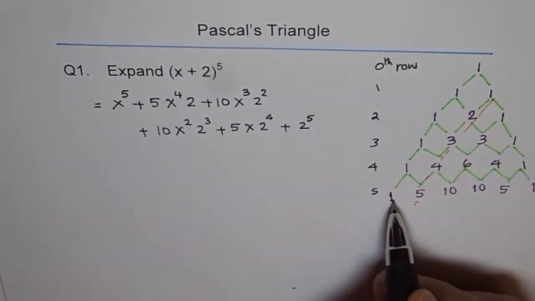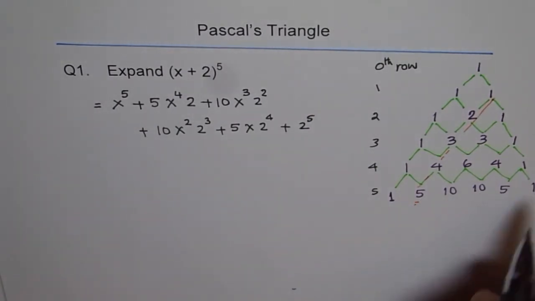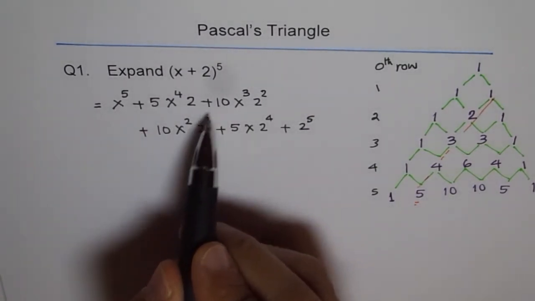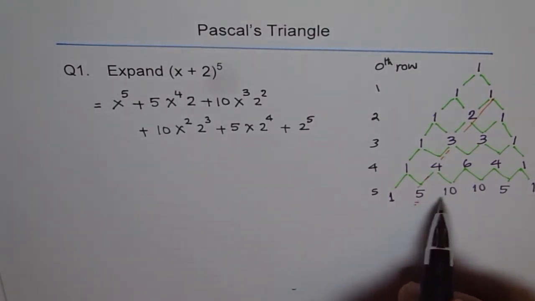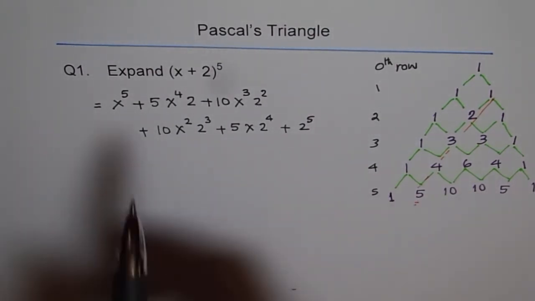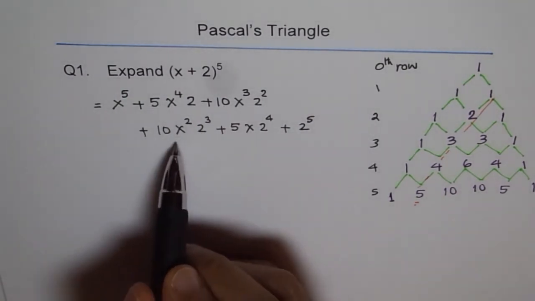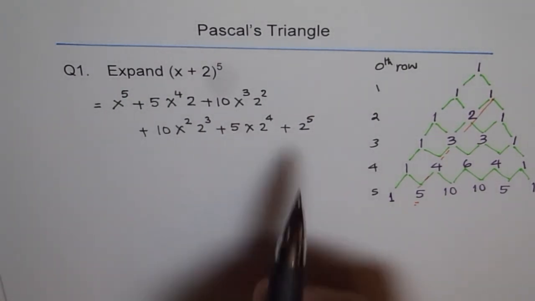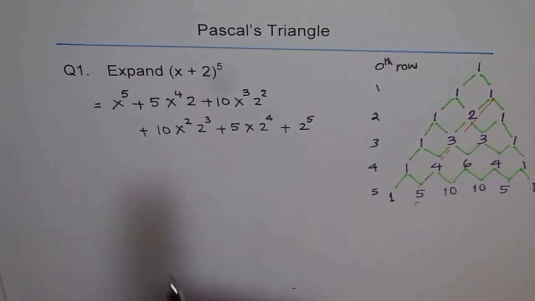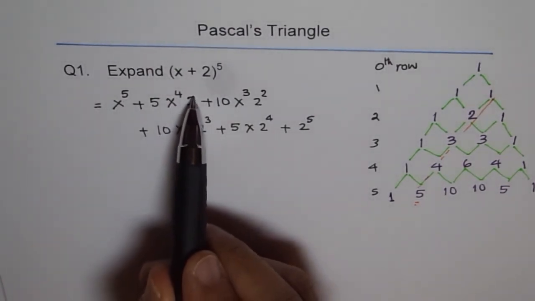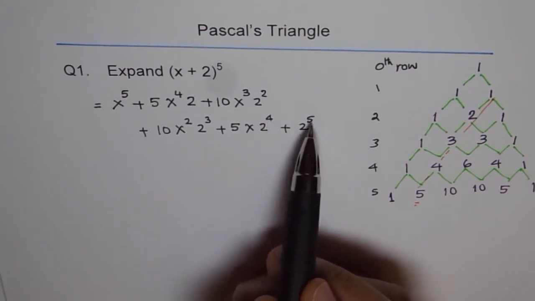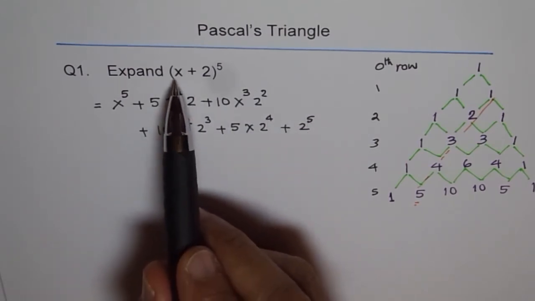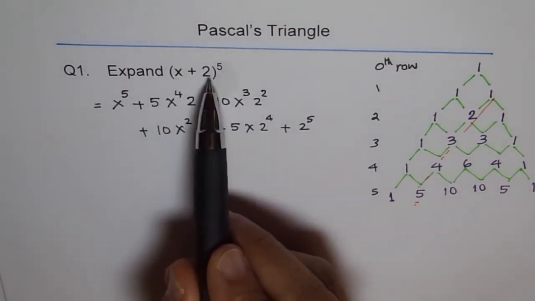So see, 1, 2, 3, 4, 5, 6 terms. Coefficients are 1, 5, 10, 10, 5, 1, correct? And the degrees you can count: 5, 4 plus 1 is 5, 3 plus 2 is 5, 2 plus 3 is 5, 1 plus 4 is 5, and 5. These are our A's and B's. This is my A, that is my B.